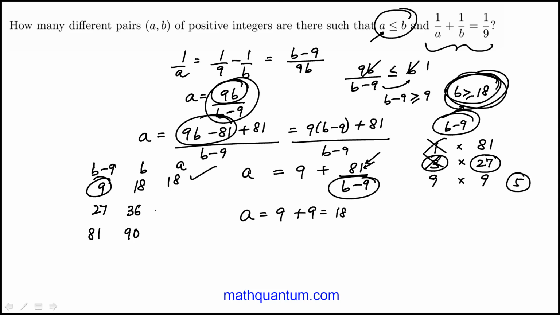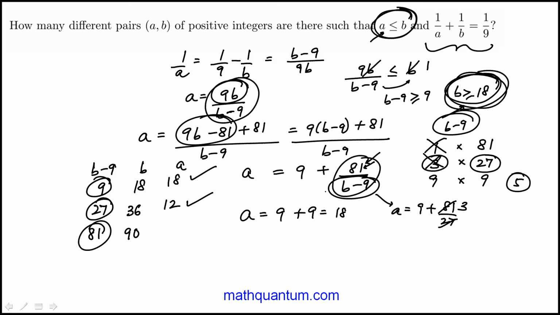If B is 36, or B minus 9, I should say, is 27, A would be 9 plus 81 over 27, which is 12. So that also works, because our constraint is satisfied that B is greater than or equal to A. And then if B minus 9 is 81, then this would be just 1, and A would be 10. That also works. So these are the 3 pairs that are solutions. So the answer is 3.